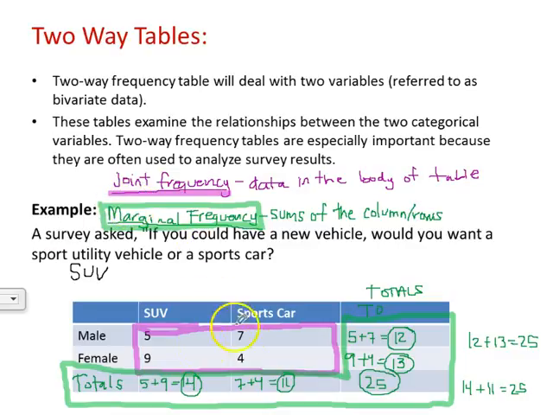So again, the joint frequency is all the entries in the body of our table. This is our joint frequencies. And then the totals, those are our marginal frequencies.